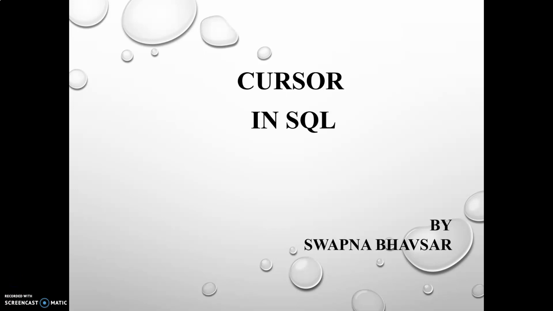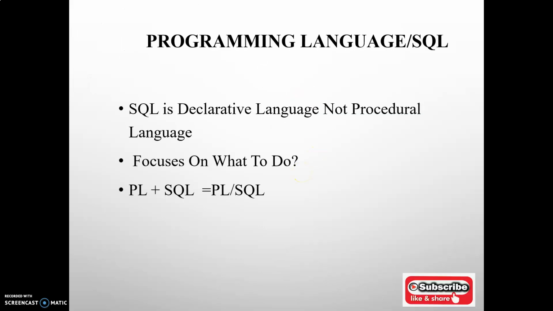In this video, I will be explaining cursor in SQL. The dictionary meaning of cursor is an indicator which is used to show the current position, which is used to point to the current position.